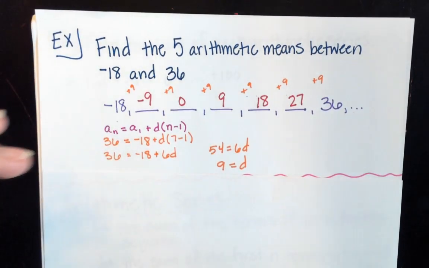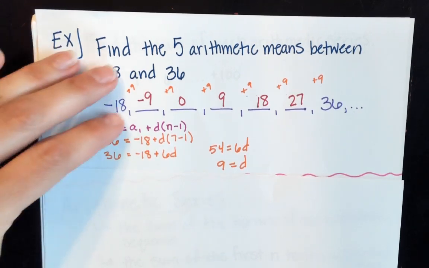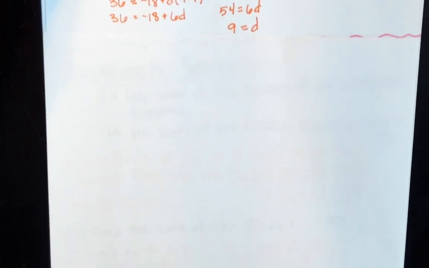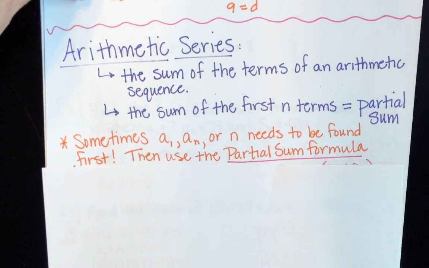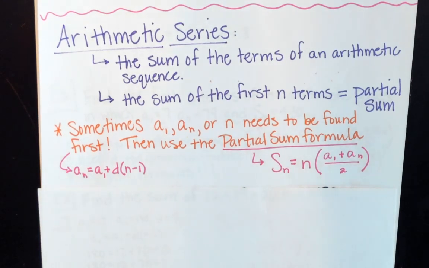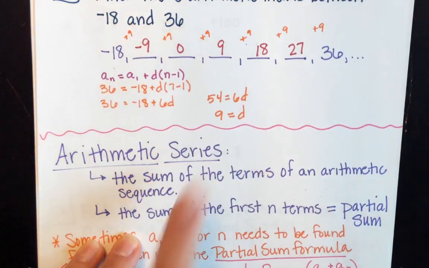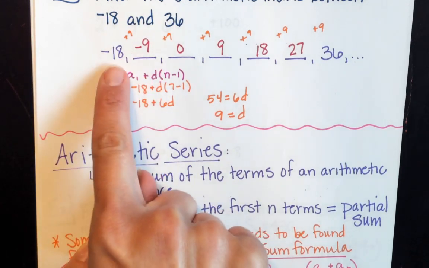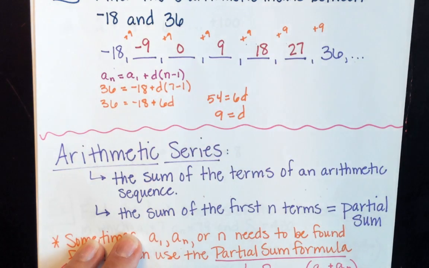So that's the part that's review from Monday. What's new is this. And it's a series. Now, our series is when we add everything up. So, very quickly, in the arithmetic series, I'd take negative 18 plus negative 9 plus 0 plus 9 plus 18 plus 27 plus 36.